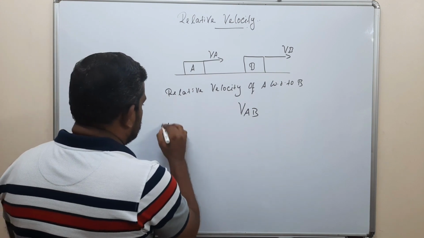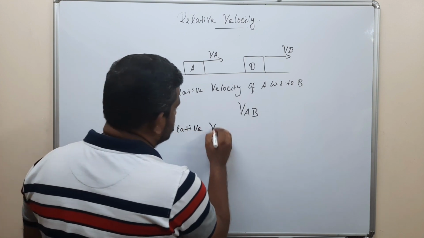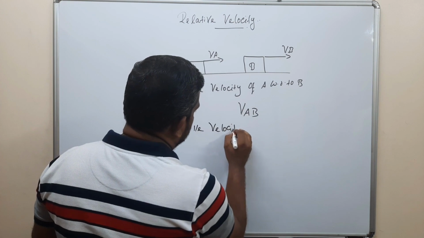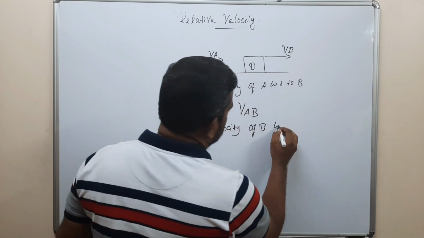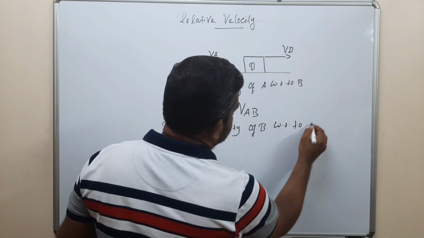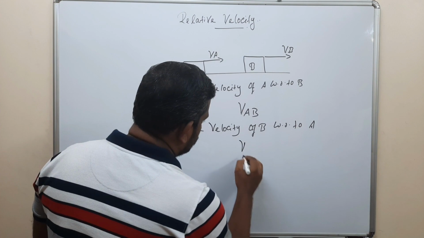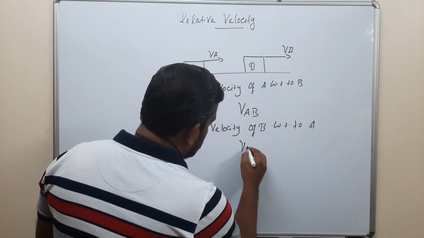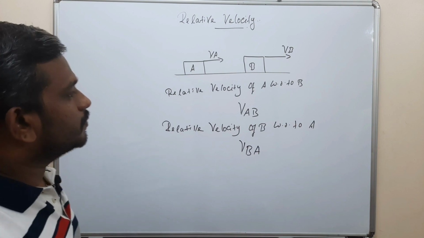So similarly, relative velocity of B with respect to A, that is V B A. Okay, we will use the notation V B A.